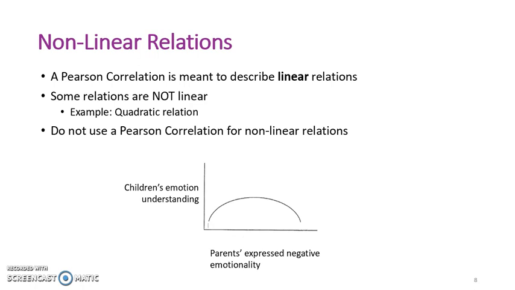Rather, it's quadratic. If you observe in a scatter plot that two variables are non-linearly related, a Pearson correlation should not be used to summarize that relation. Instead, you'd use some other model, for example, regression with a quadratic term.